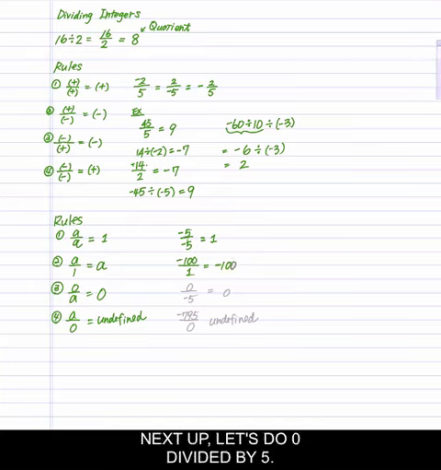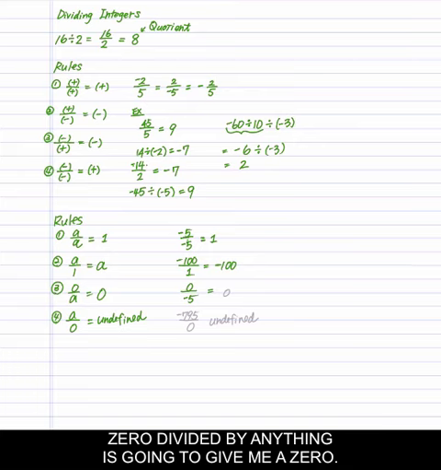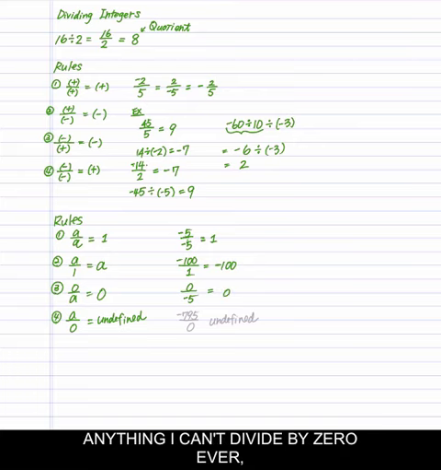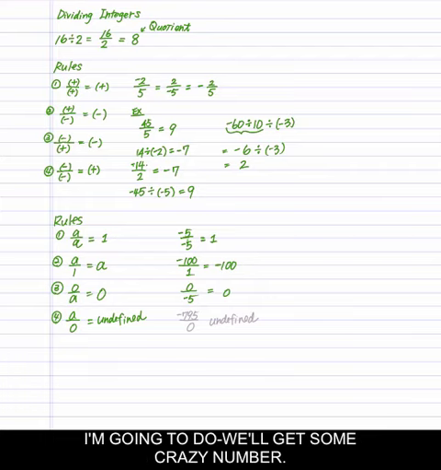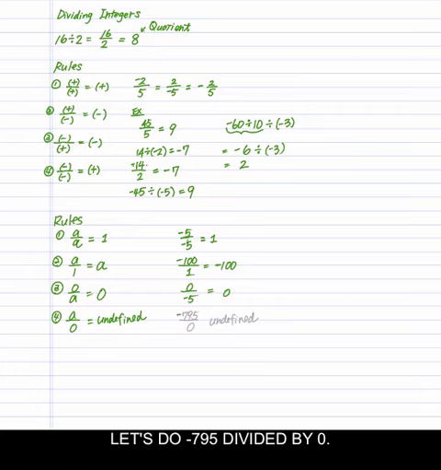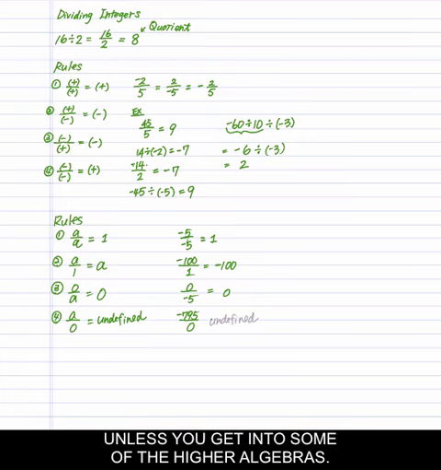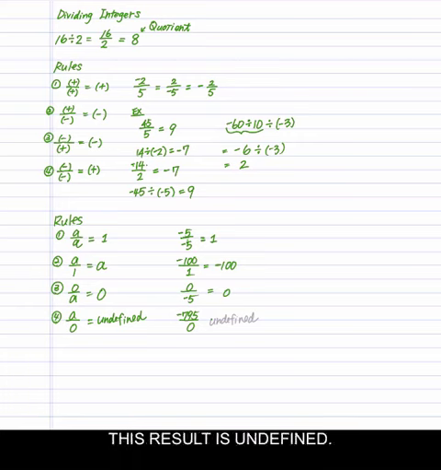Next up, let's do 0 divided by -5. 0 divided by anything is going to give me 0. Anything, I can't divide by 0 ever, but yes, anything other than 0. And last up is the weird rule. We'll get some crazy number. Let's do -795 divided by 0. Now this is bad. We cannot divide by 0, and that will become more and more of an issue as we go further into this and as you get into some of the higher algebras. This result is undefined.